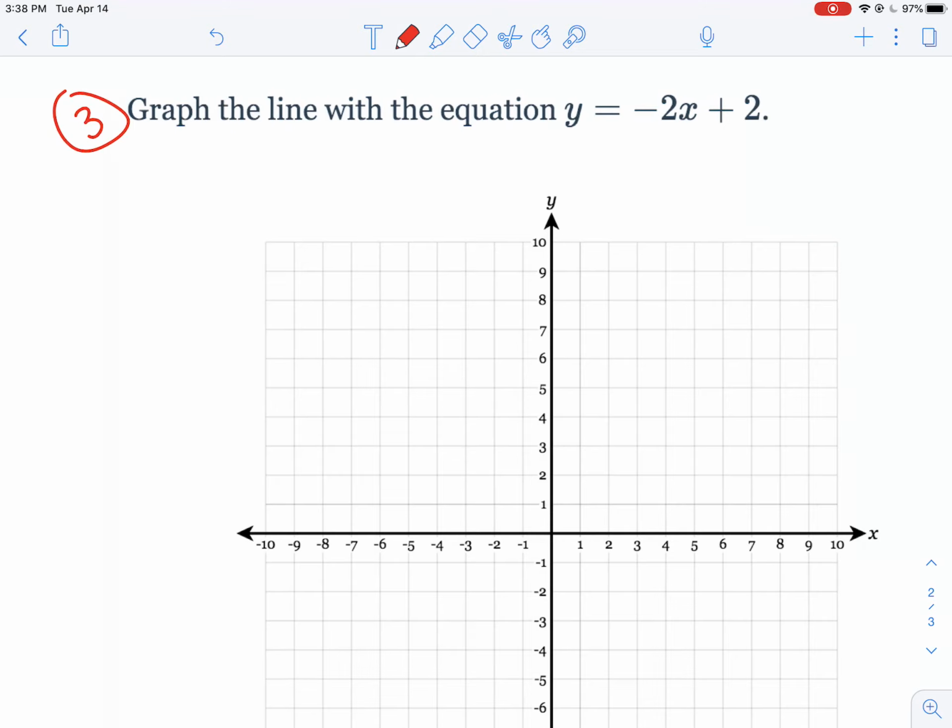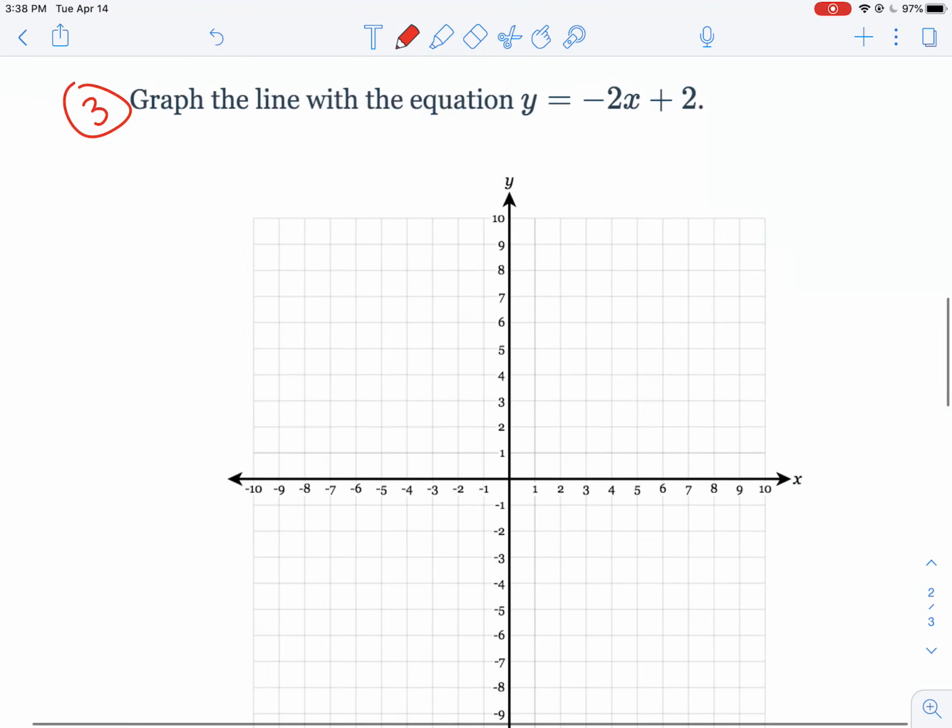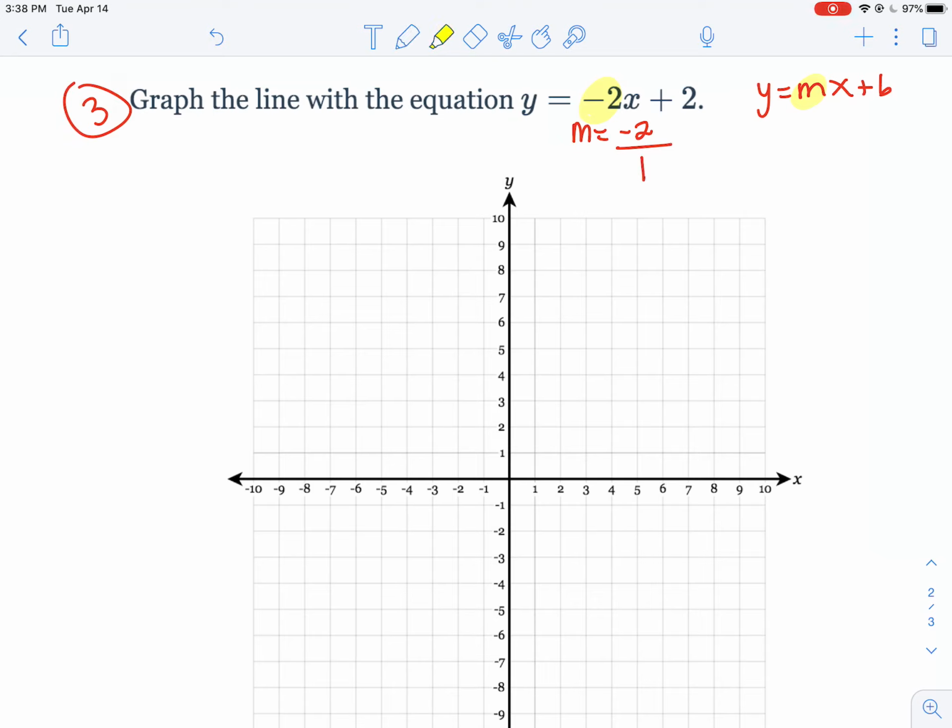Okay, set 3 wants you to graph the line, and the equations are already in slope-intercept form. So slope-intercept form, remember, is y equals mx plus b, where m is the number in front of x. So my m is negative 2. You always want it to be a fraction since it's rise over run, so negative 2 over 1. Your b is the number that's added or subtracted to the back, so my b is a positive 2.